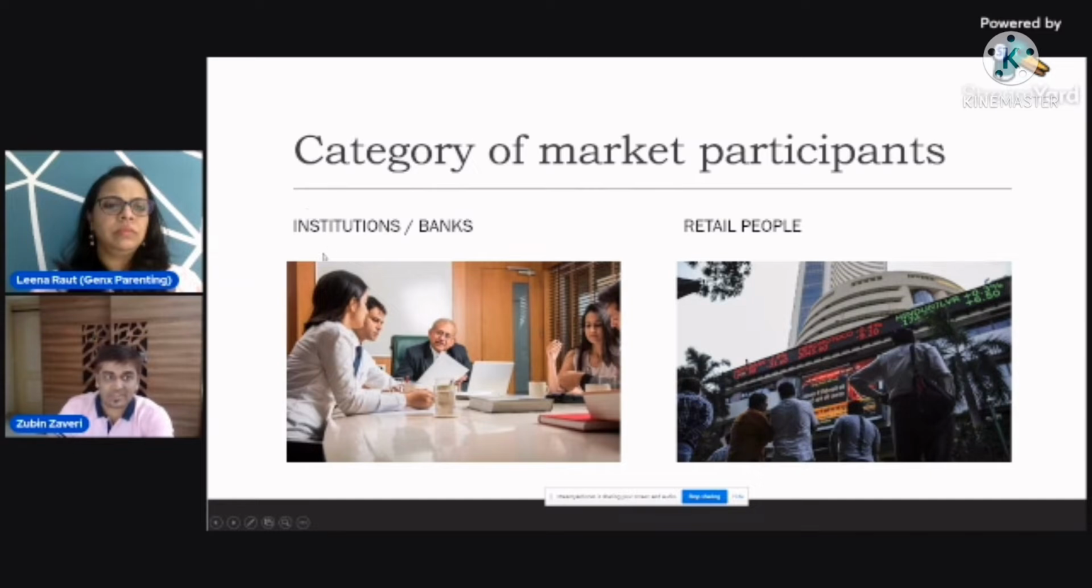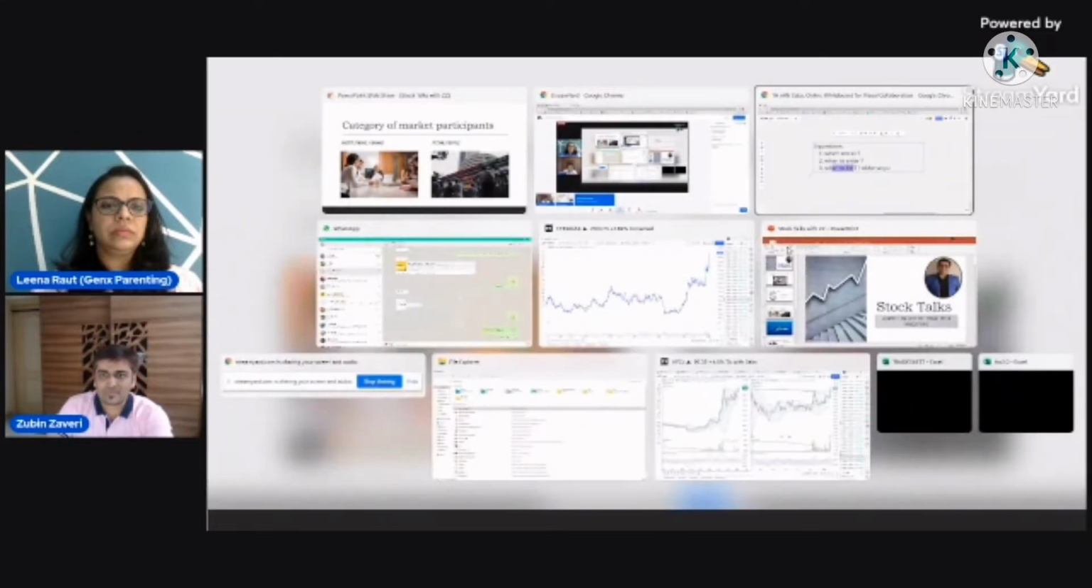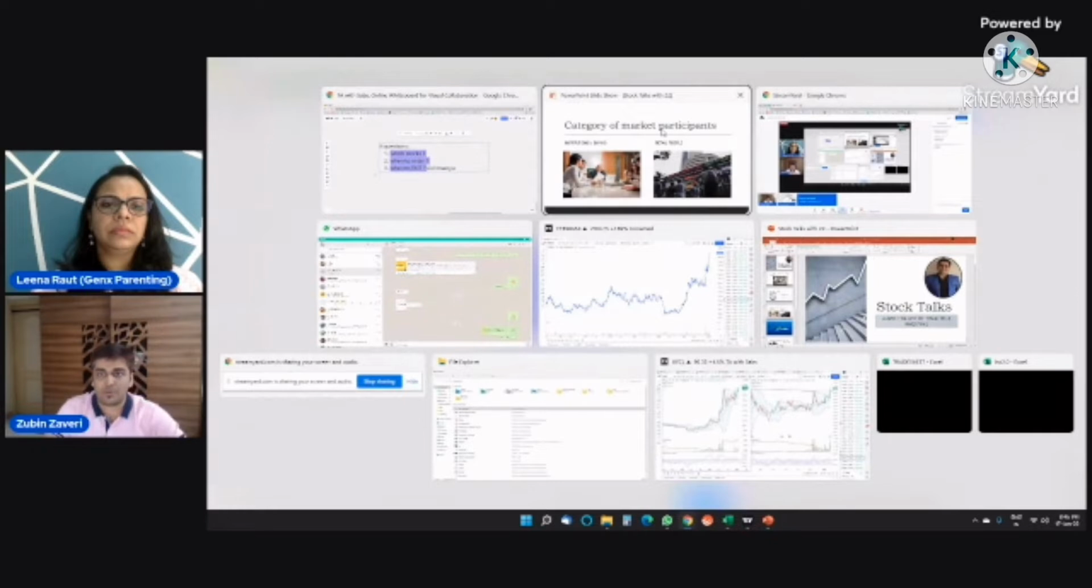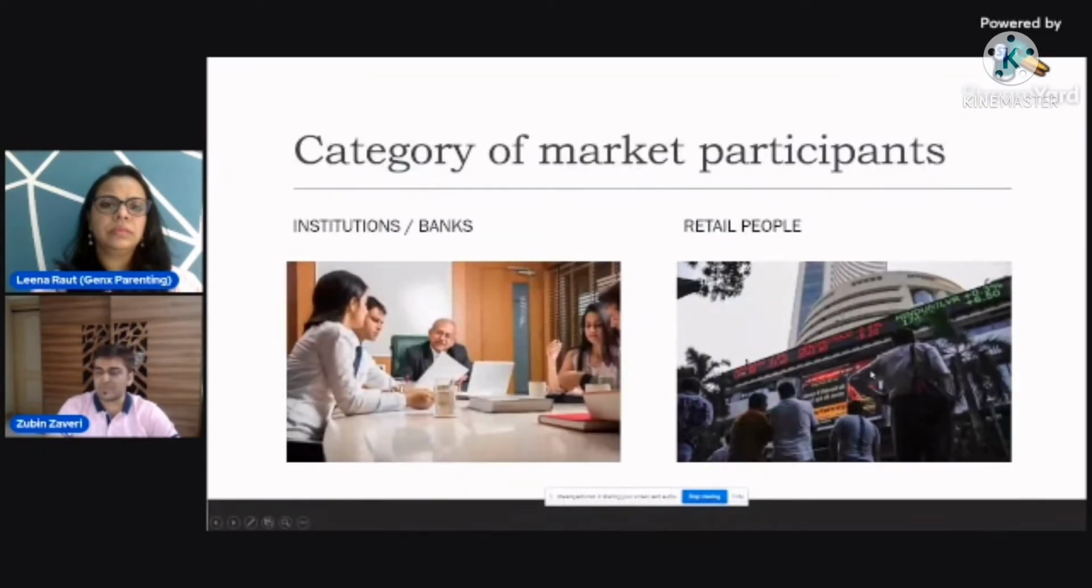See, basically, whether you are an institution or a retail person, the idea is to answer these three questions only: which stock, when to enter, when to exit. There are various methods, various ways how people select stocks. So, how do people select stocks? When we are talking about retail people, how do we generally select stocks?